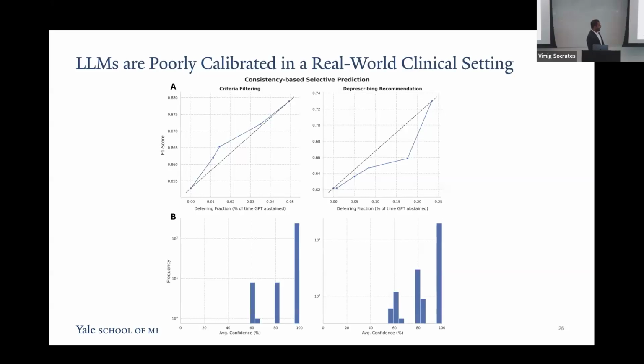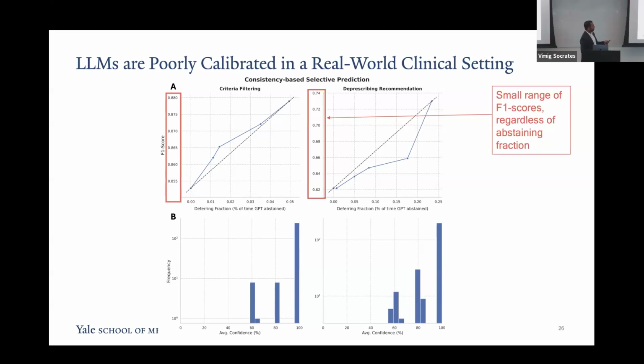Unfortunately, that didn't work. What we saw, along this x-axis, is the deferring fraction, which is the number of times, or the percentage, that the LLM decided to push off its decision to a manual reviewer. Ideally, we want to see something along this diagonal, where the harder the cases are, the more often the LLM pushes it off, and we see an improvement in performance.